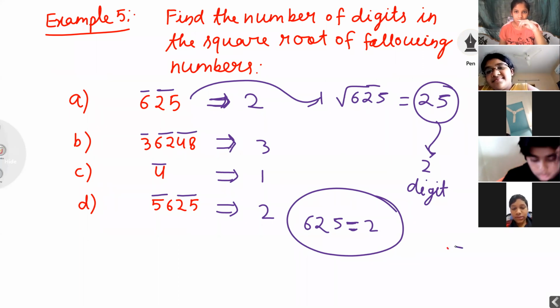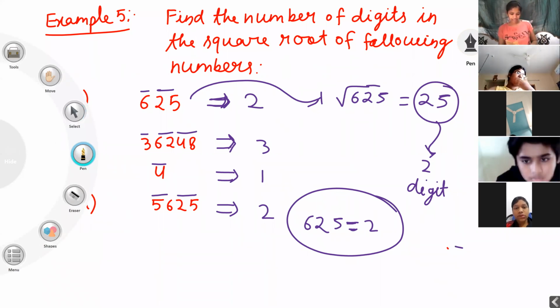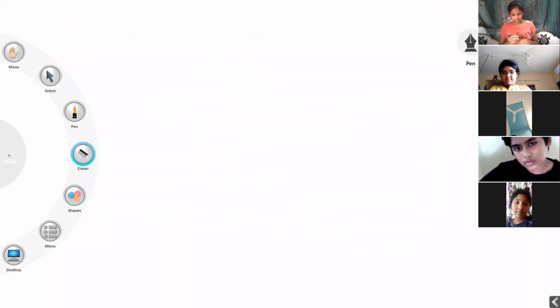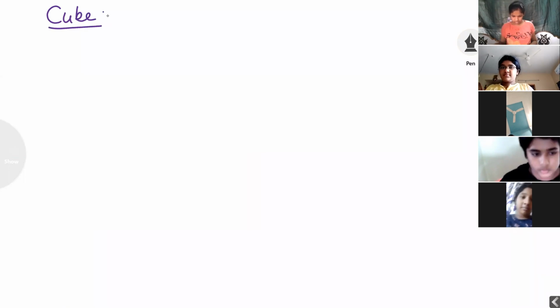Okay. Now keep adding, students, I am going to explain cube and cube root. Keep adding cube. Just now I have completed square and square root. Now I am going to explain about cube. Keep adding, what is cube?